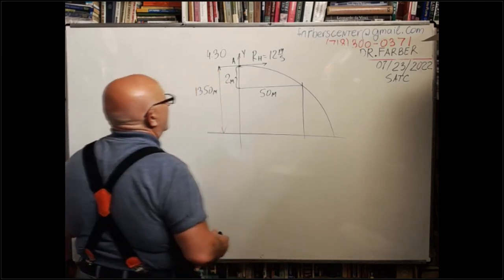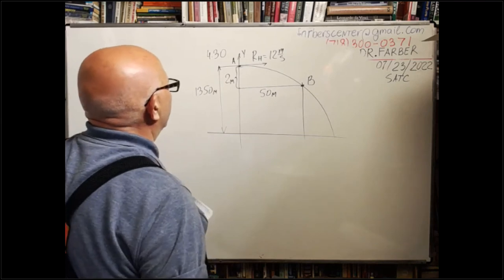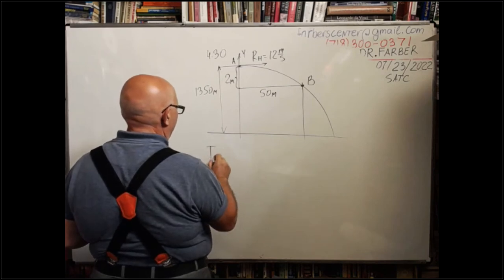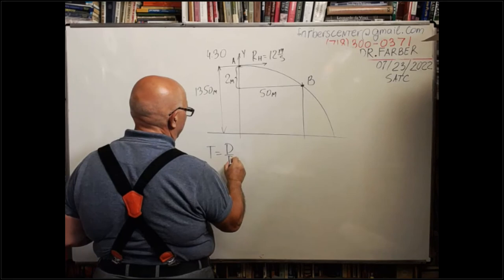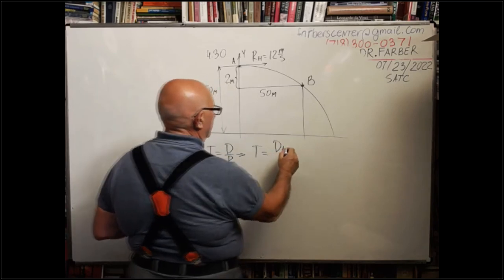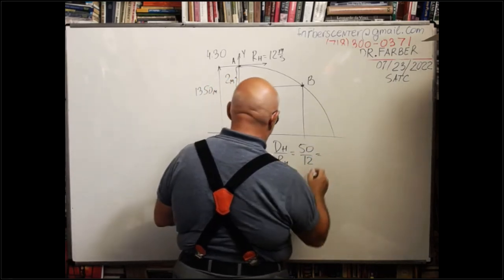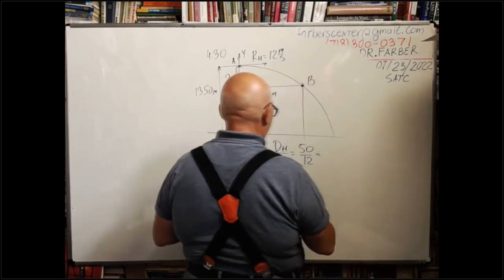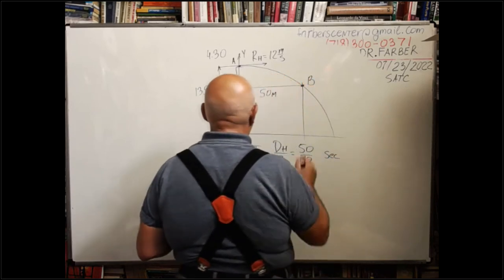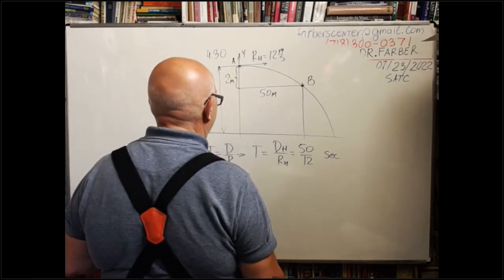So I can easily find this point B. How much time does it take the bird to get to point B? Like we did before, time is distance divided by rate. Time horizontal equals distance horizontal divided by rate horizontal, 50 over 12. If you divide, you have 50 over 12 seconds. You can divide it using a calculator. So you can make a proportion.